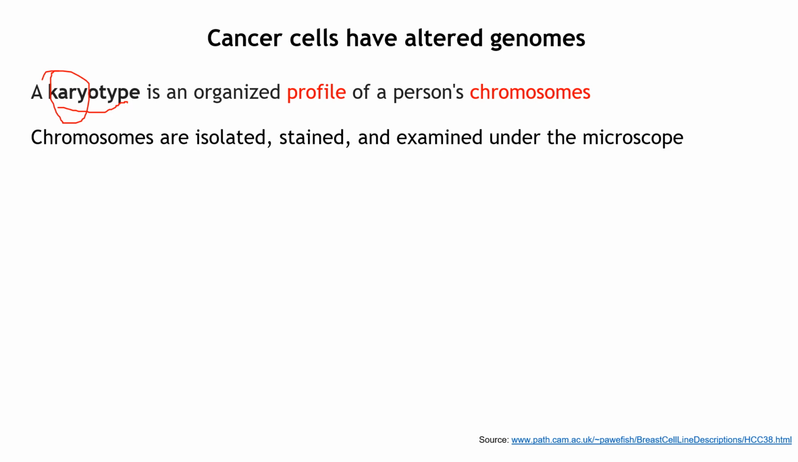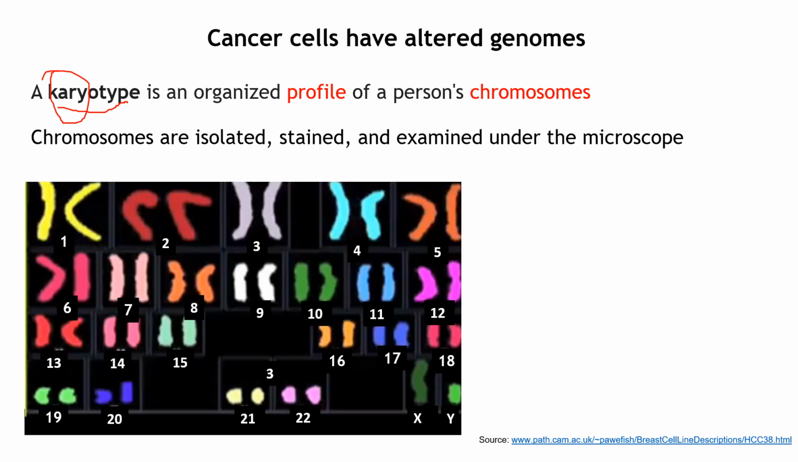chromosomes can be isolated, stained and examined under the microscope. So this is why we're able to see them. One of the first ones that we saw was the polytenic chromosomes, and we are going to talk about that in genetics. If not, please remember that name.